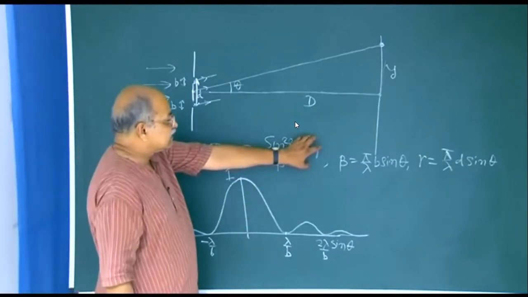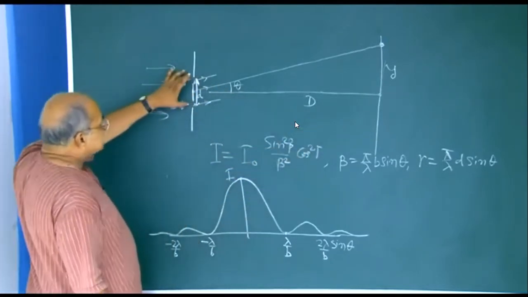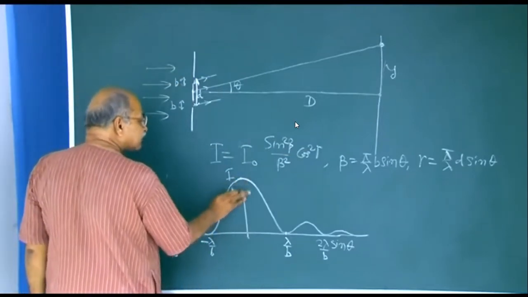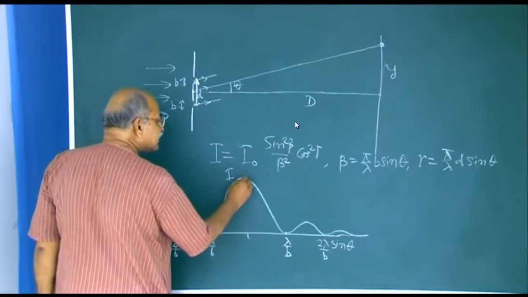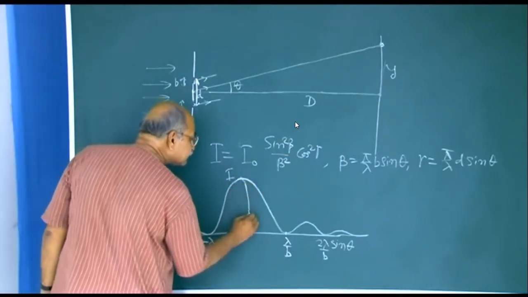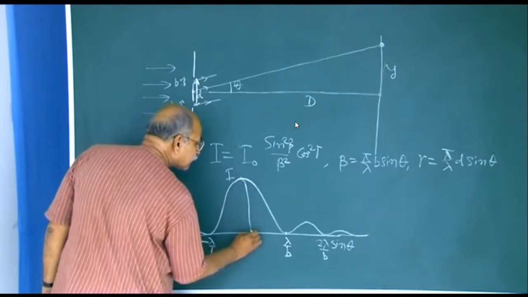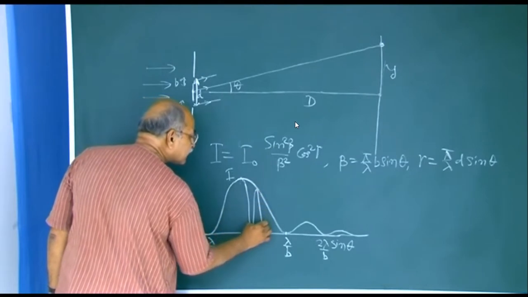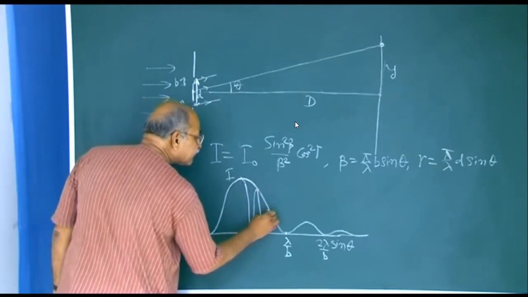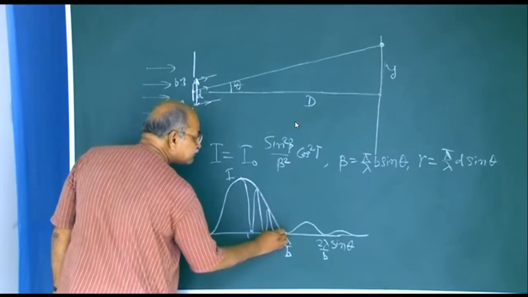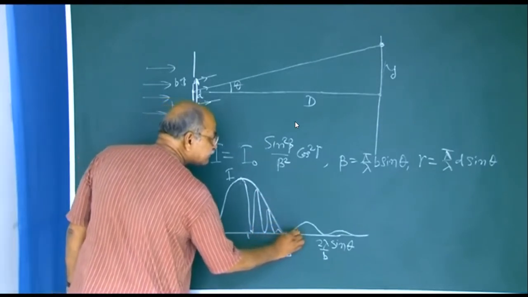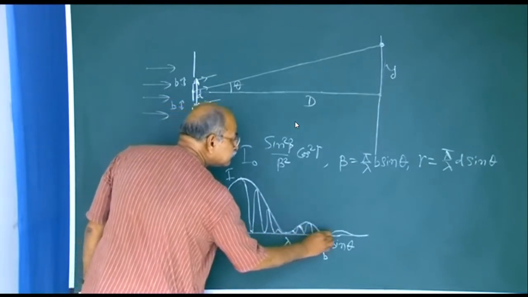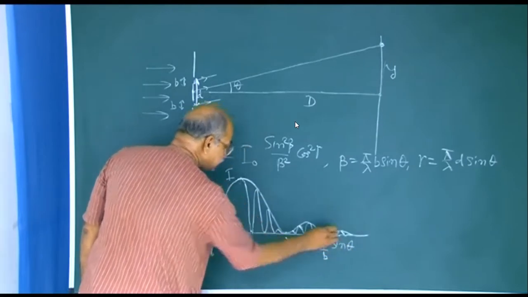And then, because of this factor cos square gamma, because of the presence of these two similar slits, the intensity goes like this, something of this sort. So this is the actual intensity. The diffraction one was just an overlap, just an envelope. Like this.